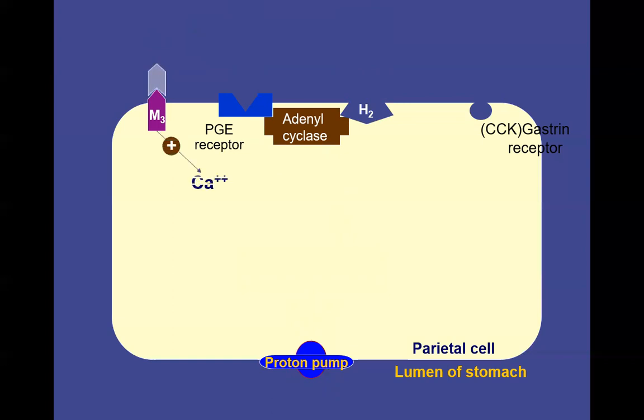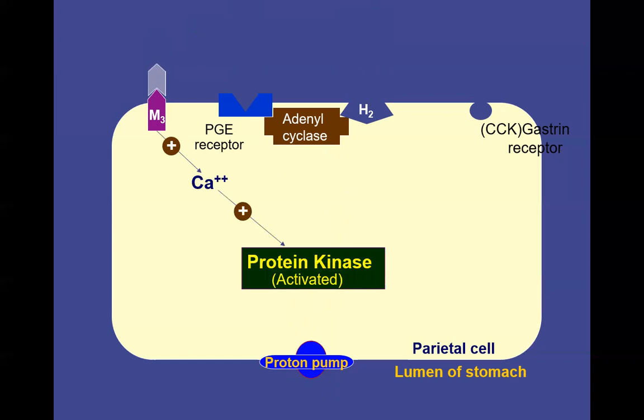The fourth one is, let's say, acetylcholine binding to the M3 receptor. Also, it activates IP3, elevation of calcium ions, activation of protein kinase, and we have the pump activated. Okay, clear?